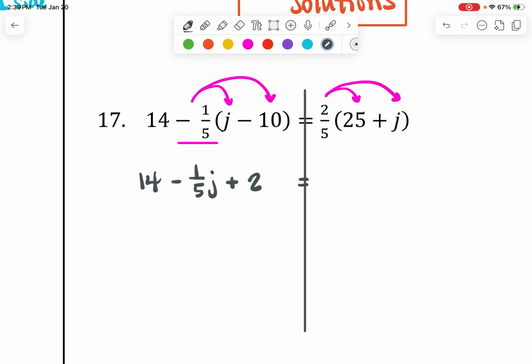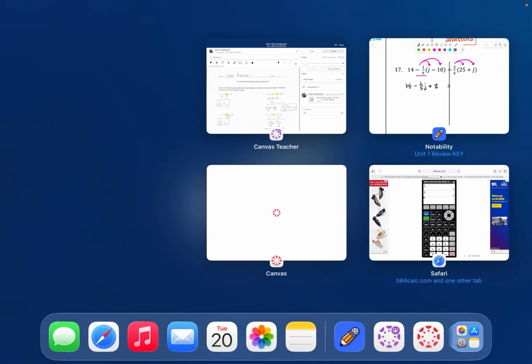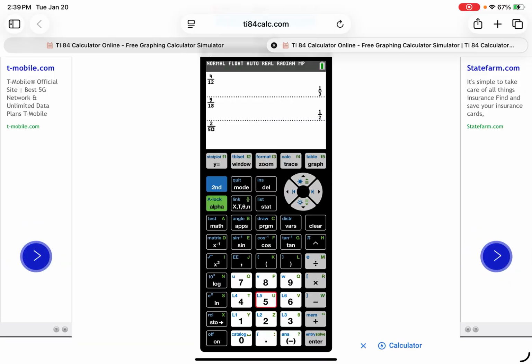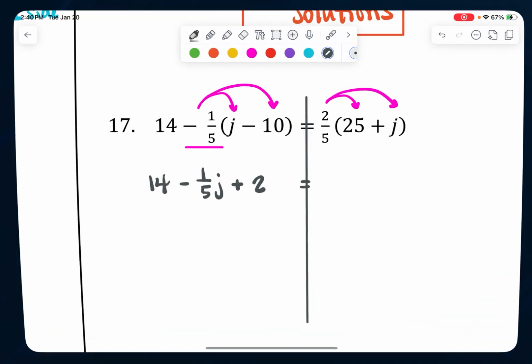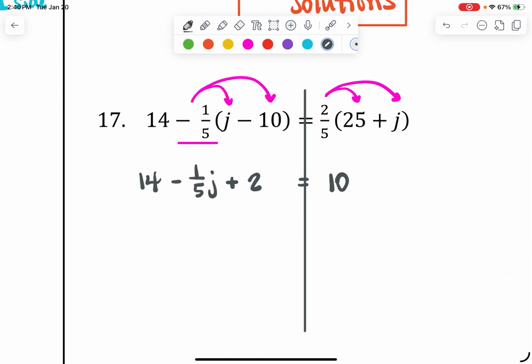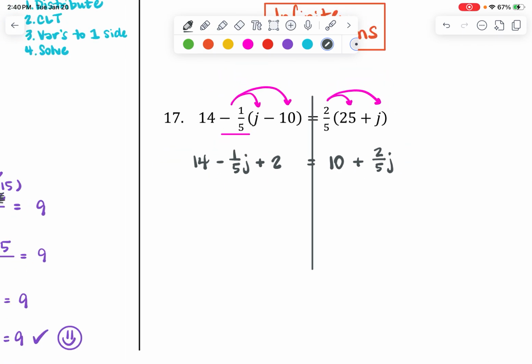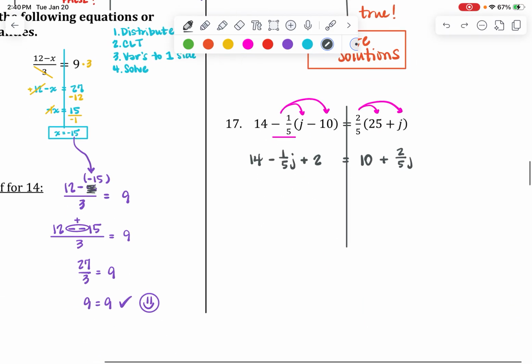So that's going to give me 2/5 times 25. And again, I can't stress this enough. Hold on, let me go back to my calculator. I can literally type in alpha y equals enter and do 2/5 times 25, and it will tell me exactly what that is, right? So 10. All right, and then of course 2/5 times j is 2/5 j. So that's step number 1, right? Distribute. Step number 2, remember all of our steps are written right here. Step number 2 is to combine like terms.